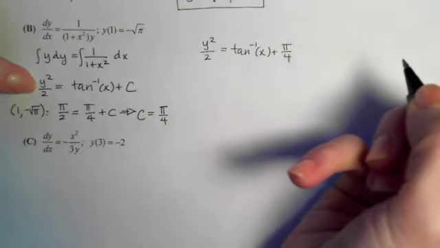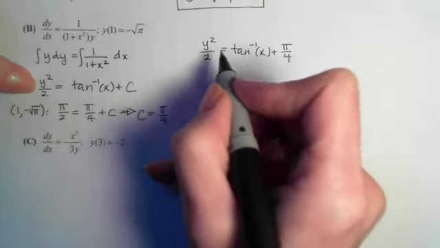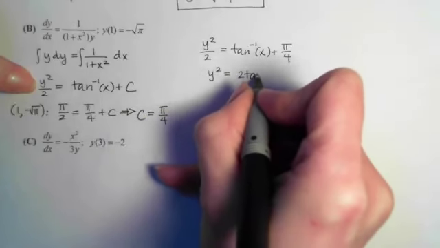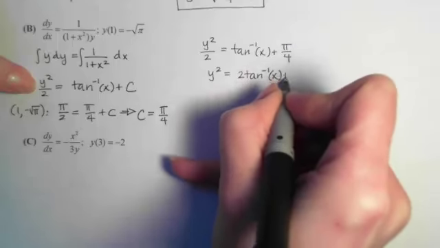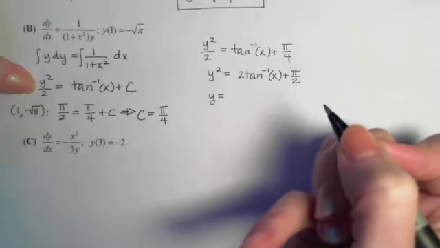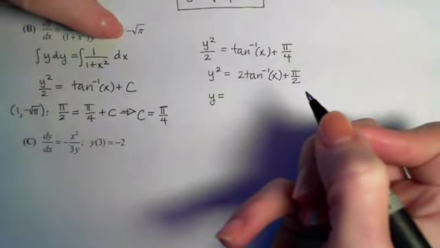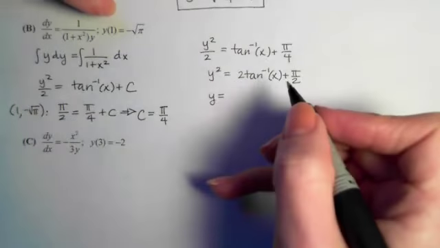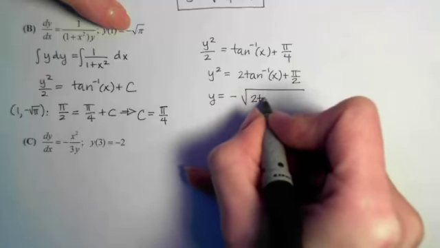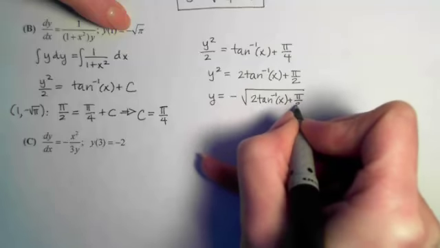So if I isolate the y, I will multiply by 2. And then I will take the square root. The square root would enable me to have a plus or a minus, so I have to pick the one that actually gives me the minus because my output is a negative. So I'll get y equals negative the square root of 2 tangent inverse of x plus pi over 2.